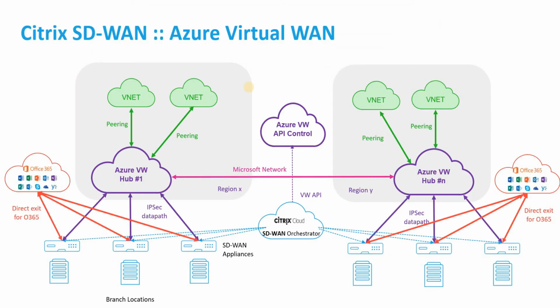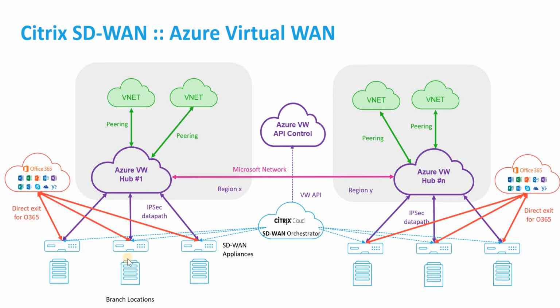The deployment use case related to Citrix SD-WAN and Azure Virtual WAN integration can be seen on the screen over here, where Azure Virtual WAN can be defined with multiple hubs, and each of these hubs can be part of a different Azure geographical region, and these hubs will be connected using the high-speed Azure backbone, and each of these hubs can be paired with multiple VNets where actual applications or workloads can be hosted.